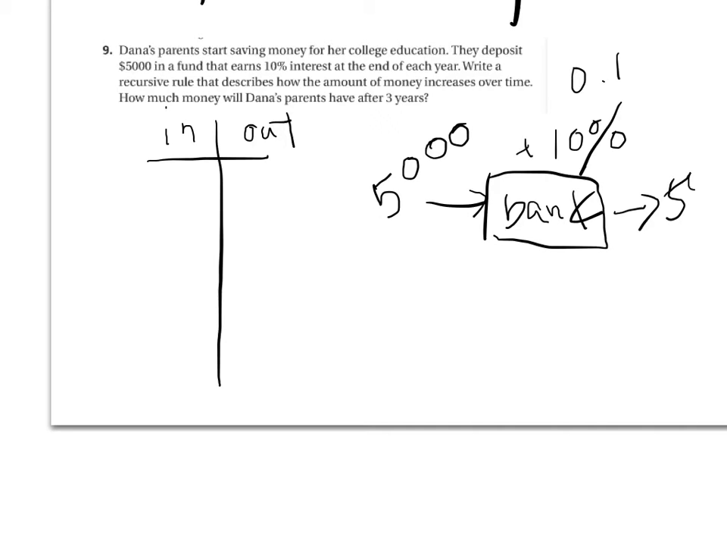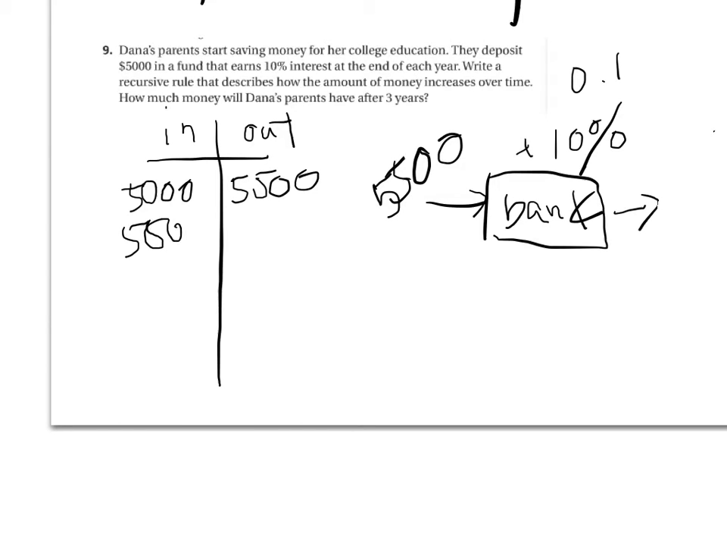So you get 5,500. This is a really good bank. You're not going to see these things anywhere recently in this economy. But anyways, if you put in $5,000, you get $5,500. And then the following year, you've got $5,500, so you're going to put that in the bank. So the second year, you're going to put $5,500 in there.